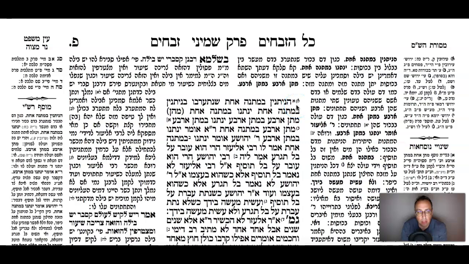We continue now at the top of Daf 80a in Meseches Zevachim. This is Zevachim Daf 80a. The Mishnah continues, Hanitonin b'matana achas.